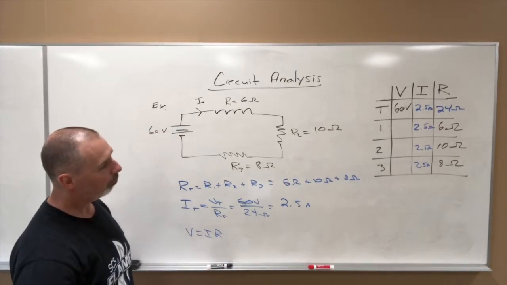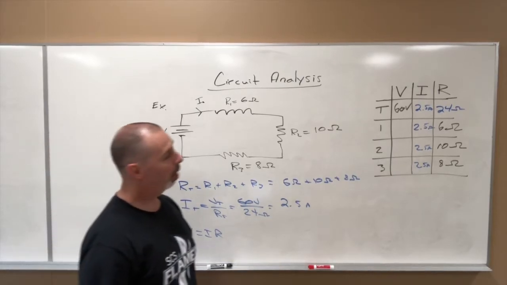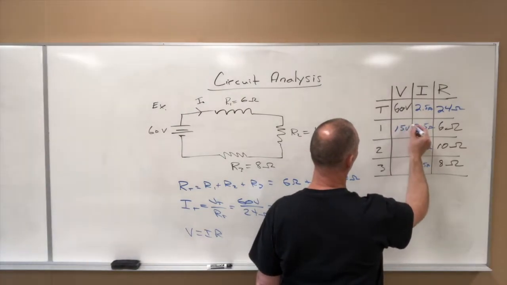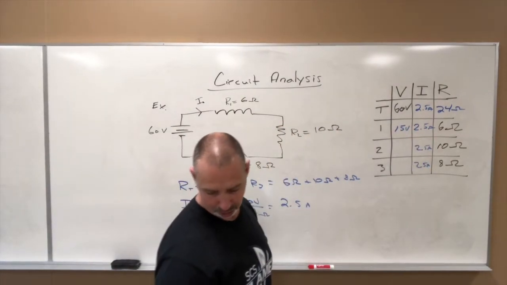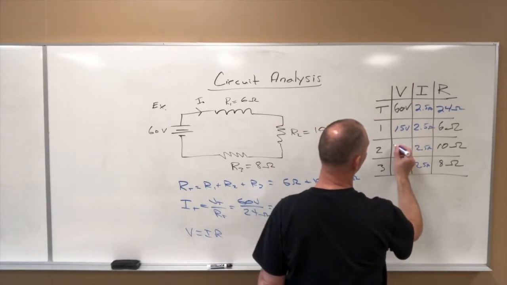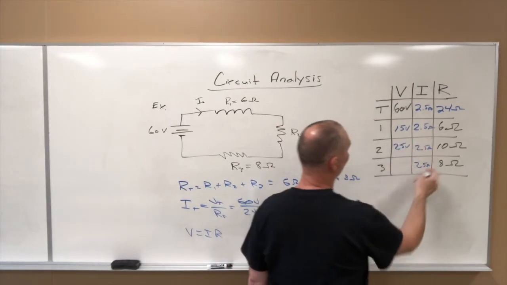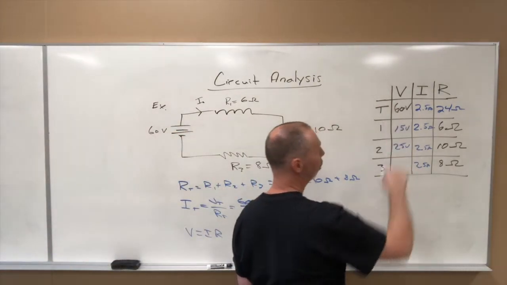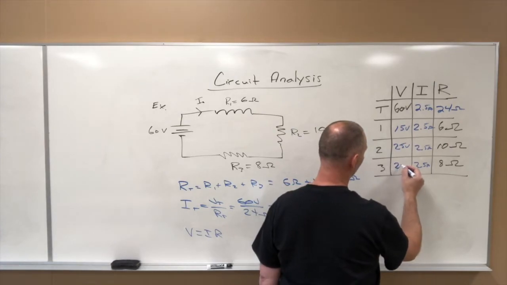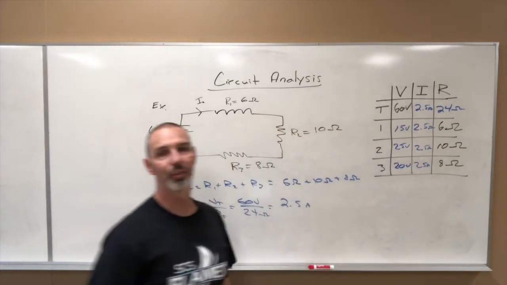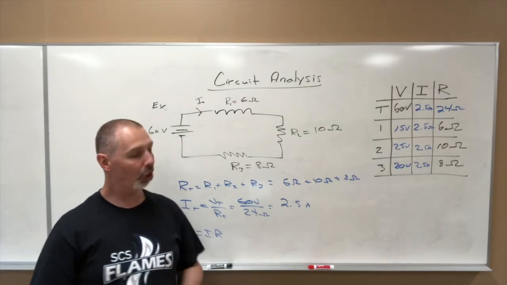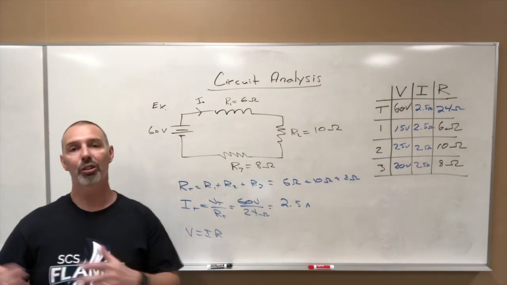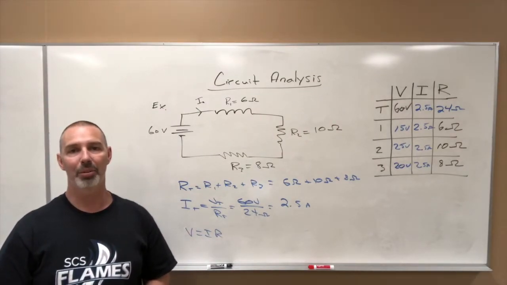And so 2.5 amps times 6 ohms is 15 volts. And the next one is 2.5 times 10, 25 volts. Now this one you can do in two different ways. You can do 2.5 times 8, or you can do 60 minus the other two, but either way you are getting 20 volts. And once we've filled in the chart, we are done. All right, now this is a fairly simple one. Let's do another example where we add some more elements to it.